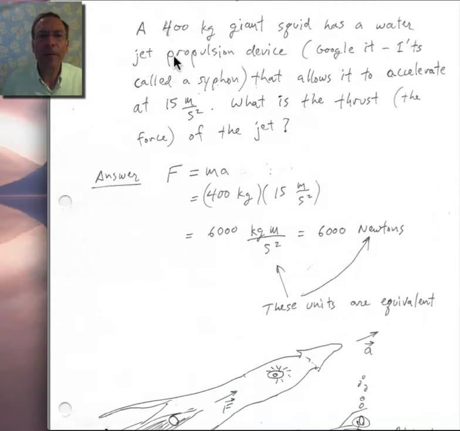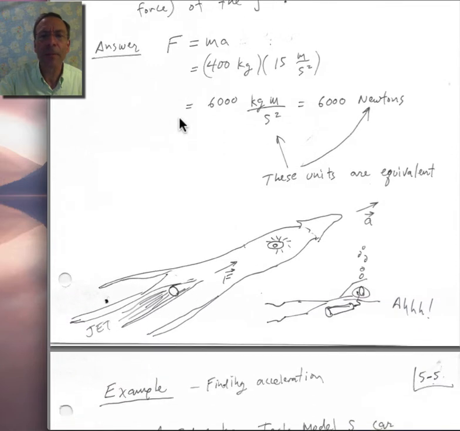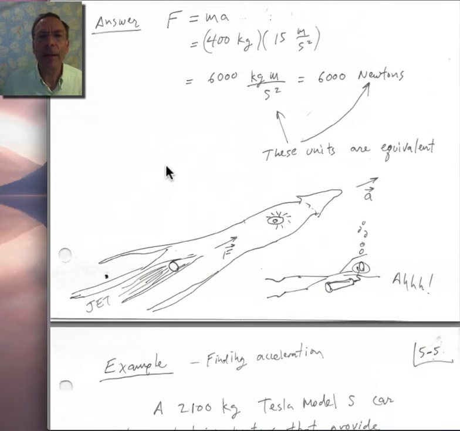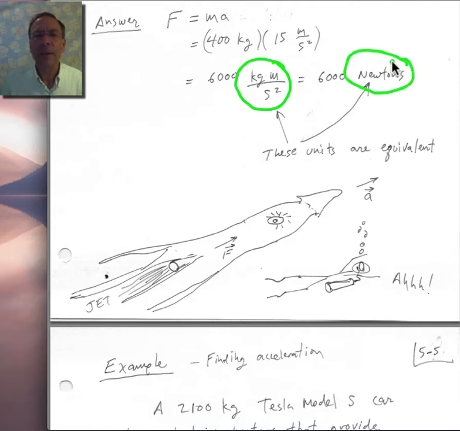So we have a given here, the 400 kilograms for the mass. We have the acceleration, 15 meters per second squared. So we can use F equals ma, we have 400 kilograms times 15 meters per second squared. Multiply, and you get the answer in kilogram meters per second squared, and these units are equivalent to newtons. Voila.